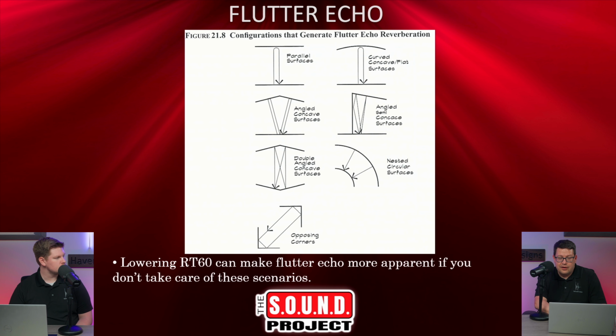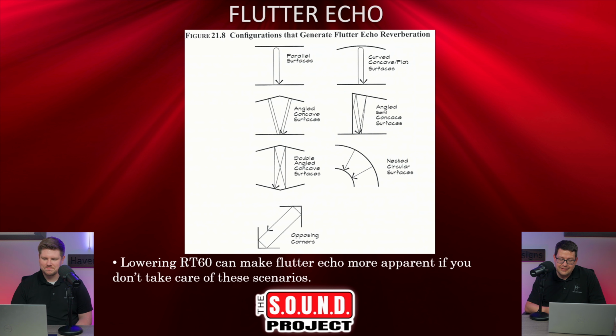You also have angled semi-concave surfaces, like, let's say the ceiling is sloped and it slopes all the way up to the back wall. You can get flutter echo just from this repeating pattern that happens here. Also double angled concave surfaces. So sometimes people will angle their sidewalls, but they'll angle them the same all the way down, and then that can create the flutter echo just like it would have been if it was parallel.